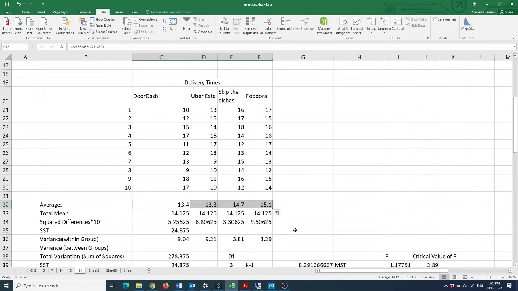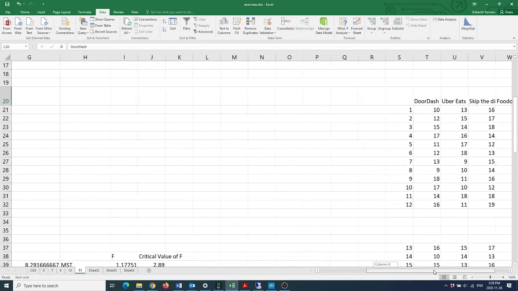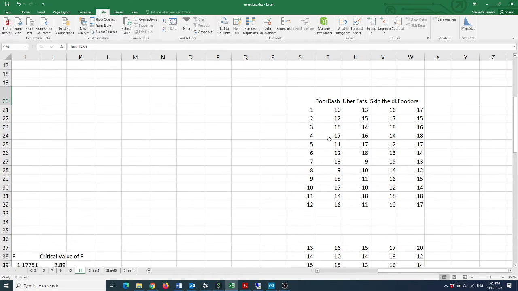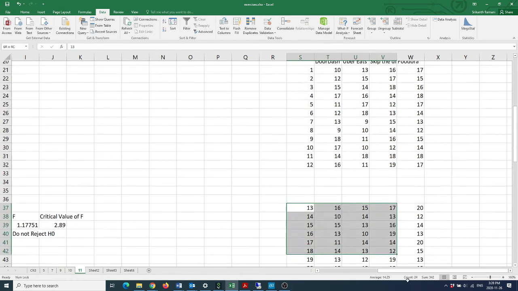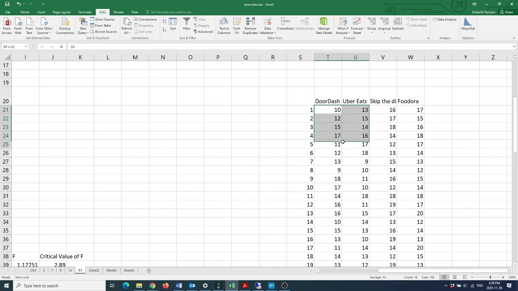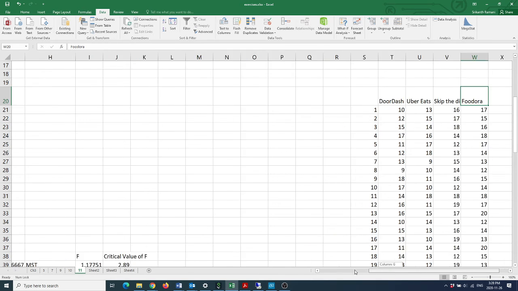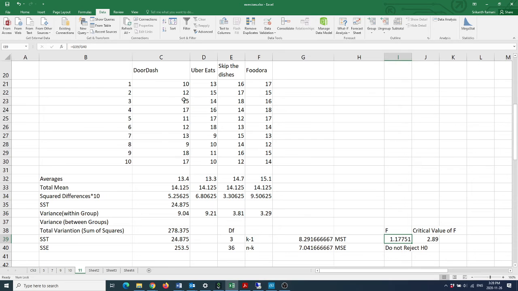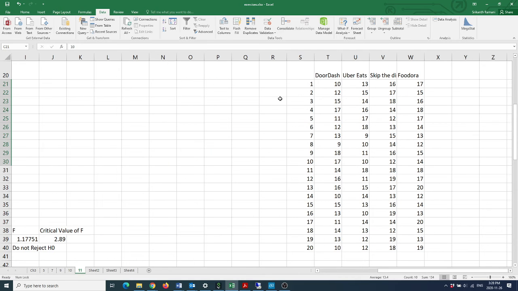So now let's look at another example. What I ended up doing in this example is pretty much have the same observations over here, but I added more observations to DoorDash, Uber Eats, Skip the Dishes, and Foodora. So maybe one of the reasons you get such a low F statistic is because there's a lot of variation within the sample, and maybe all you need is just more data points and more observations in order to make a cleaner, better test. So instead of 10 observations over here, I added 10 more observations over here. And these extra 10 observations were just added using the random function in Excel, and I copy pasted the values over here.